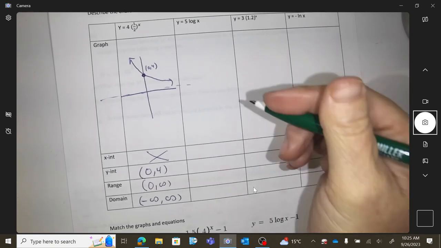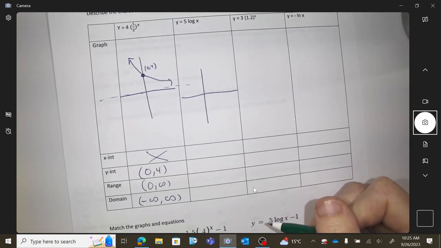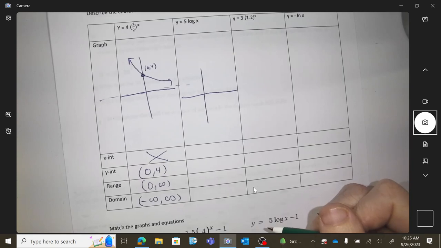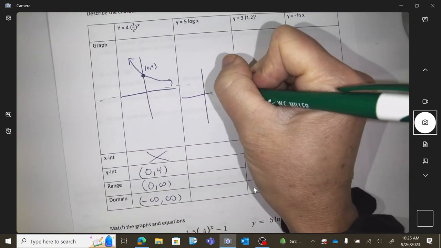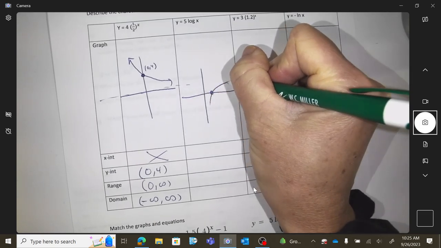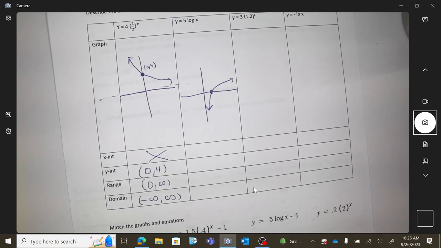Number 2, it's a log graph. So what kind of shape should a log graph look like? It should have an x-intercept. So it should look like that.